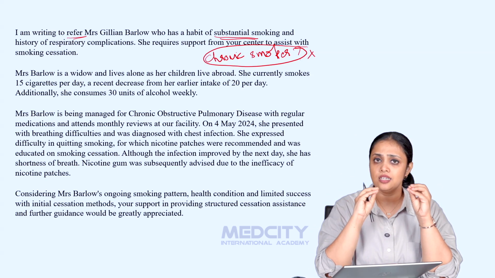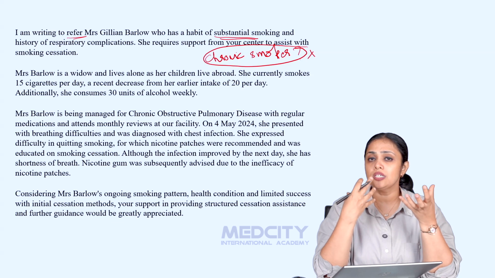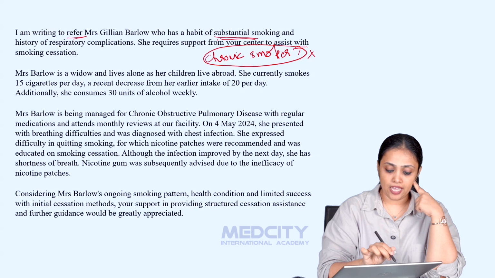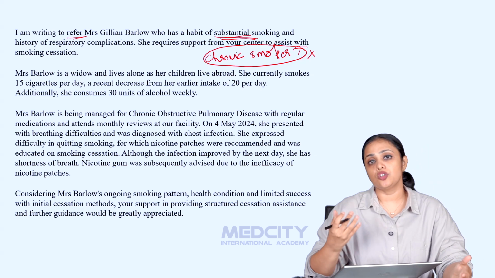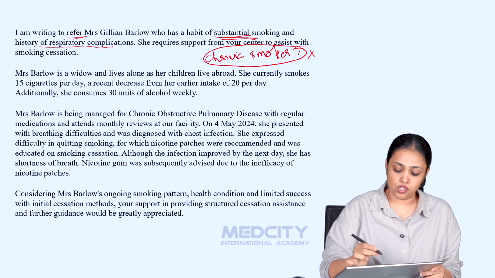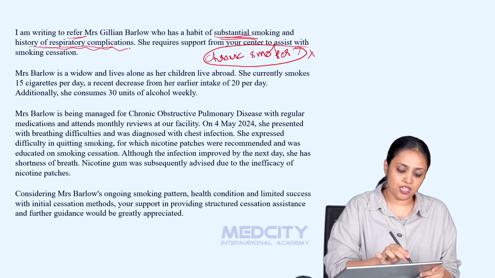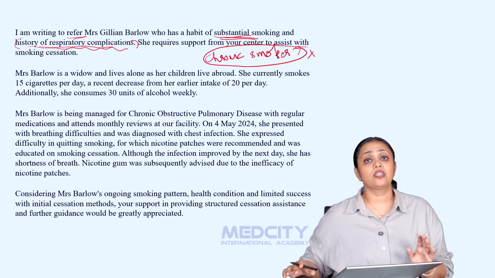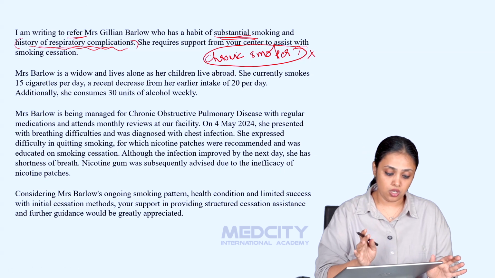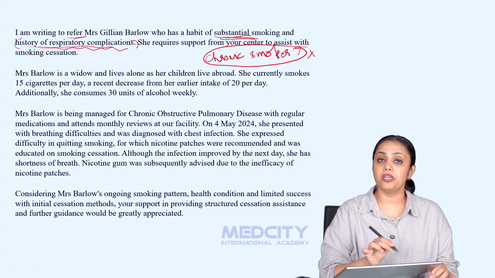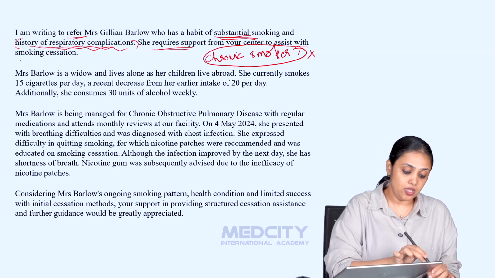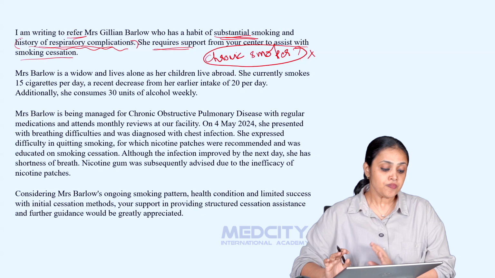Instead you can put it in some other way to show the magnitude of it, but in a very non-judgmental way. That is the reason why I have mentioned substantial or considerable or significant smoking habit and history of respiratory complications. Now, the history of respiratory complications is just optional, okay? It's not necessary that you mention it in the purpose paragraph. The main focus is, of course, this substantial smoking habit, and definitely you have to mention the requirement. She requires support from your center to assist with smoking cessation. Clear? Okay.